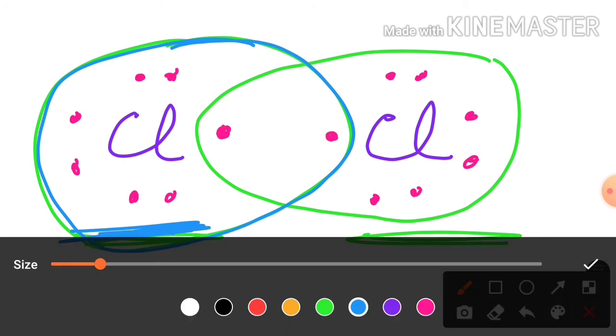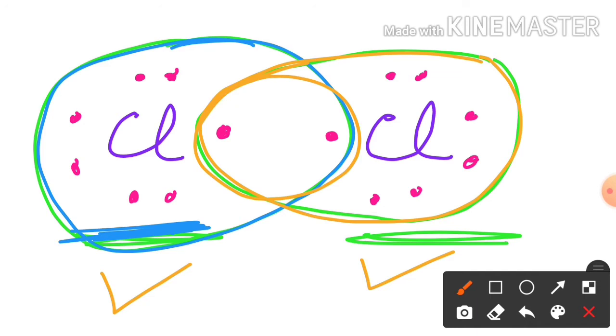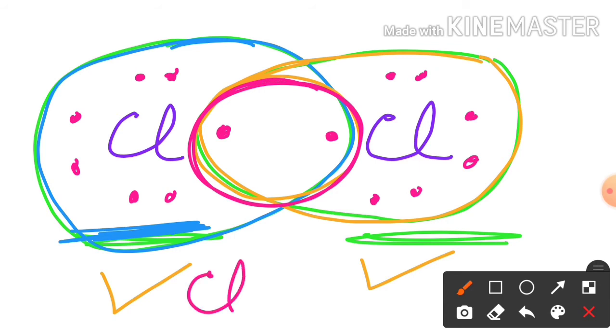Now you see the other circle, and count the total number of electrons in the outermost shell, and you will also get 8. It means the octet of this chlorine and the octet of this chlorine are both completed. In both atoms the octet is completed, and there is the sharing of 2 electrons. Whenever there is a sharing of 2 electrons, a single covalent bond is always formed, and we can show it this way: Cl single bond Cl.